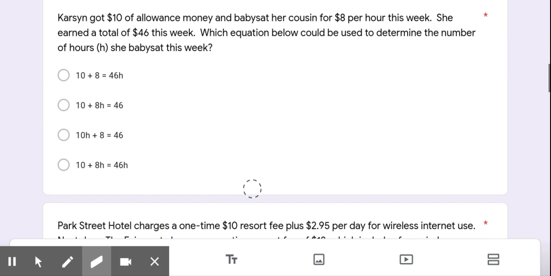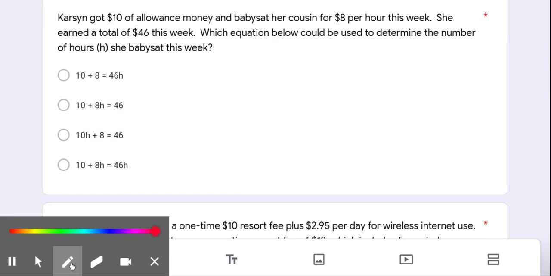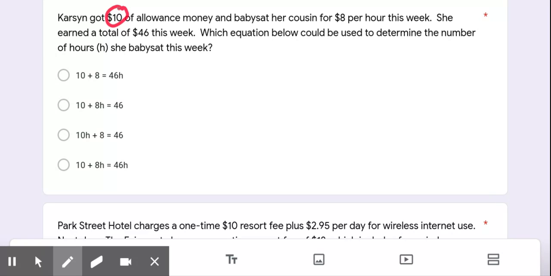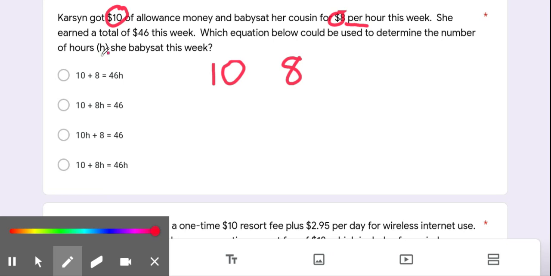Okay, Carson got $10 of allowance money and babysat her cousin for $8 per week. So I know she gets $10. She gets $10 every week no matter what. That means she still gets that $10. It doesn't depend on anything. And then she babysits her cousin for $8 per hour. Remember what I said about that per: that means the 8 is the number that gets the variable, and we're using H for hours.